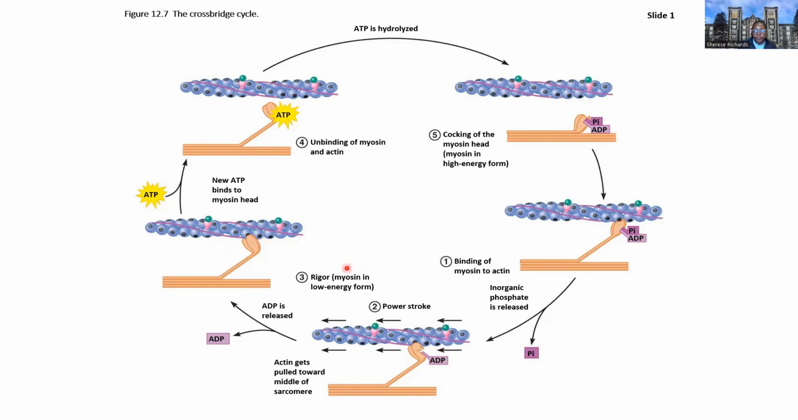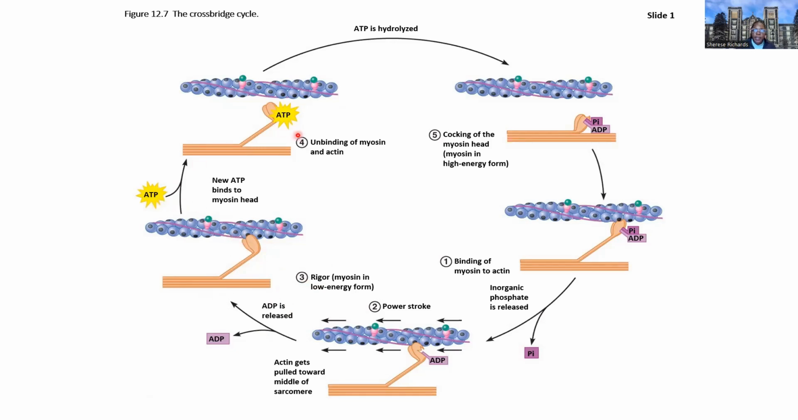This is called rigor, right? When the myosin head is not having a new ATP bound, it cannot properly re-enter its low energy form, and it's going to stay tightly fixed to actin. And we talk about how this was important for rigor mortis, which is the state of muscle contraction post-mortem.